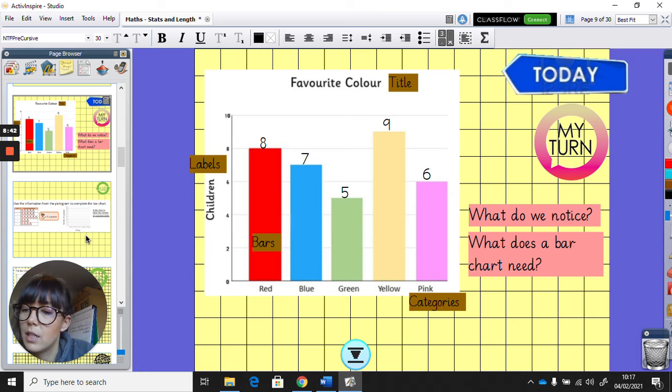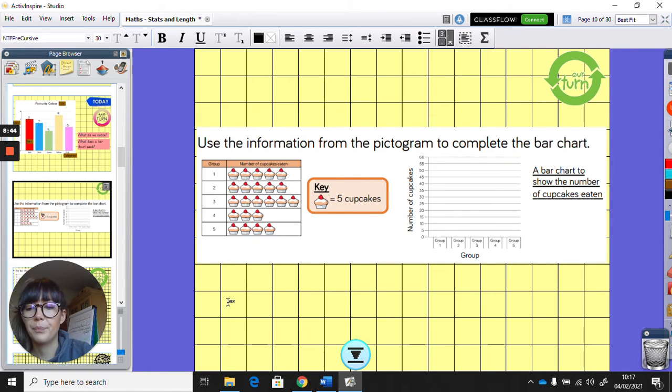Let's have a go all together. So, we are going to do this all together. I'll explain to you how to do it, okay? And then I'd like you to have a go by yourself. So it says use the information from the pictogram to complete the bar chart. So we're going to do this together. I'm going to explain to you how to get the information from the pictogram, and then in your books I would like you to have a go at copying this bar chart and then popping in the correct bars.